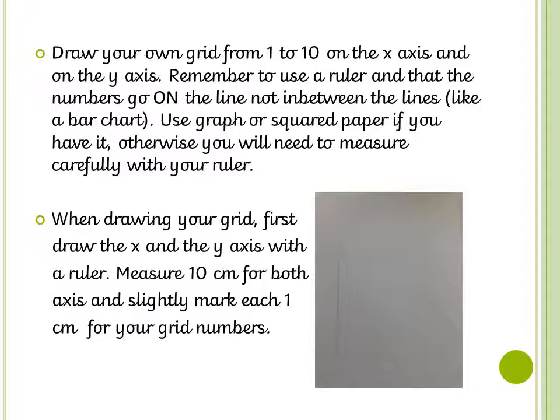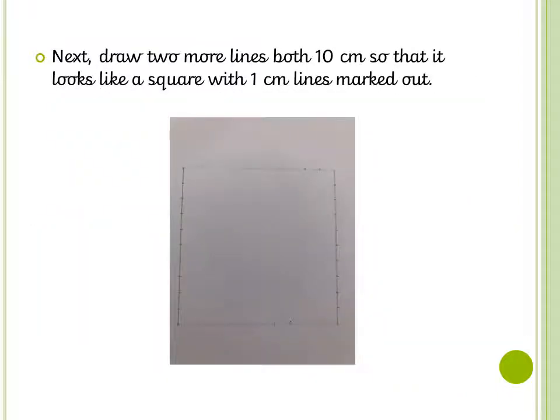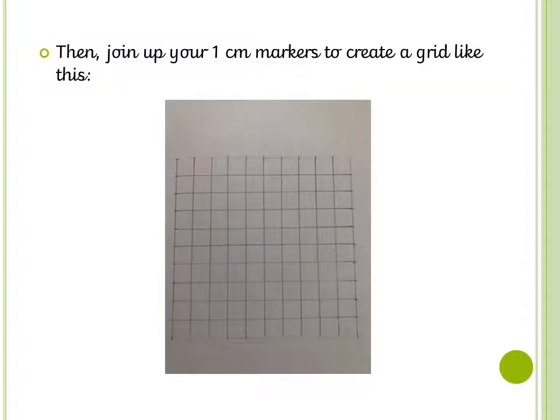When drawing your grid, first draw the x and the y-axis with a ruler. Measure 10 centimeters for both axes and slightly mark each 1 centimeter for your grid numbers. Next, draw 2 more lines, both 10 centimeters, so that it looks like a square with 1 centimeter lines marked out all around. Then join up your 1 centimeter markers to create a grid like this.